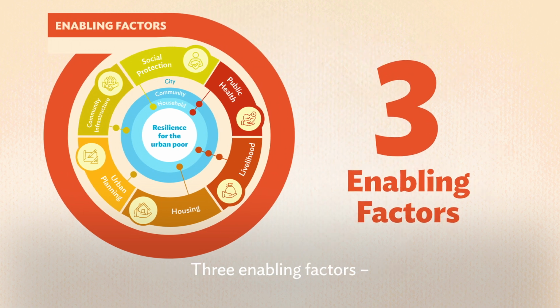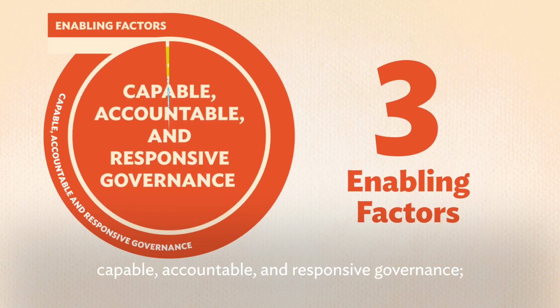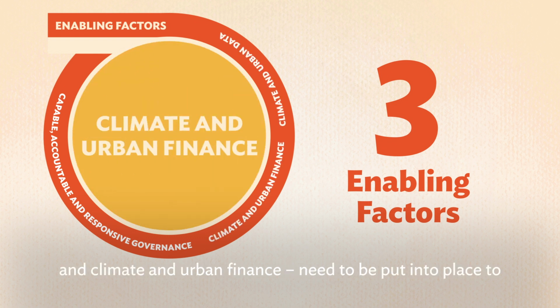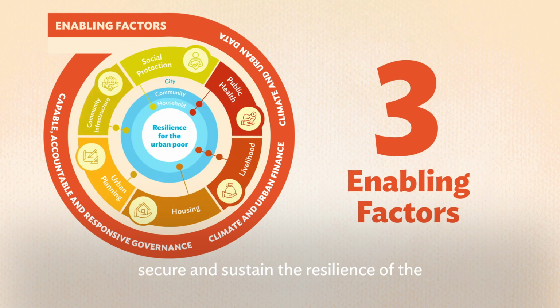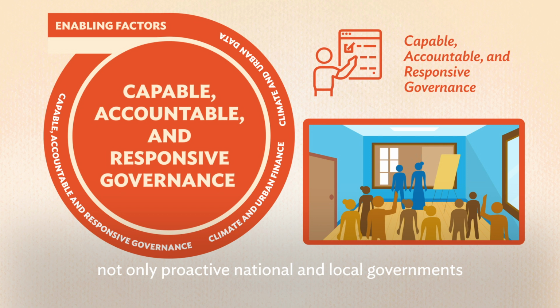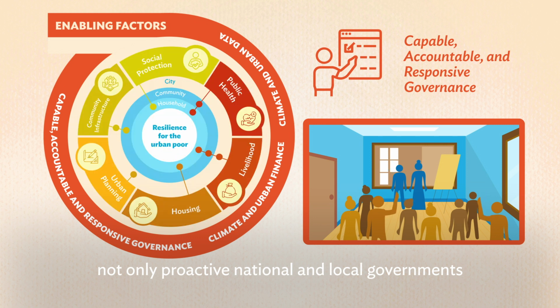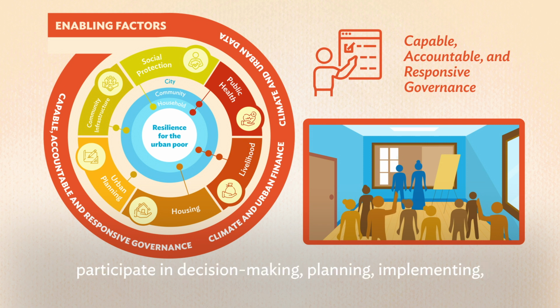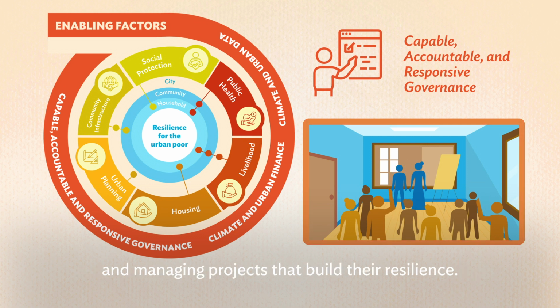3 enabling factors, capable, accountable, and responsive governance, climate and urban data, and climate and urban finance need to be put into place to secure and sustain the resilience of the urban poor across these 6 policy areas. Capable, accountable, and responsive governance involves not only proactive national and local governments, but also civic engagement, wherein the urban poor actively participate in decision-making, planning, implementing, and managing projects that build their resilience.